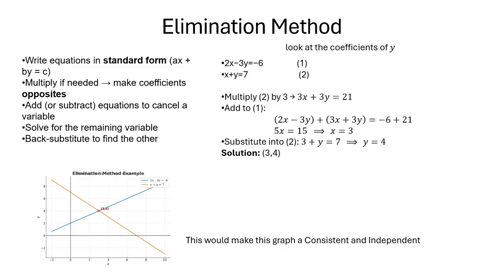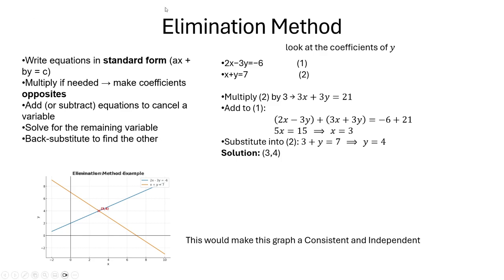And so now we're going to go into our elimination method. So this is what we're going to do. We're going to write equations in standard form, and we're going to multiply if needed, and then make the coefficients opposite. Add or subtract equations to cancel a variable, and then solve for the remaining variable, and then back substitute to find the other.